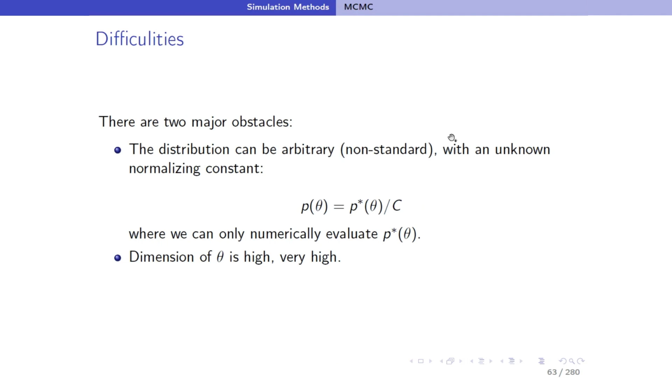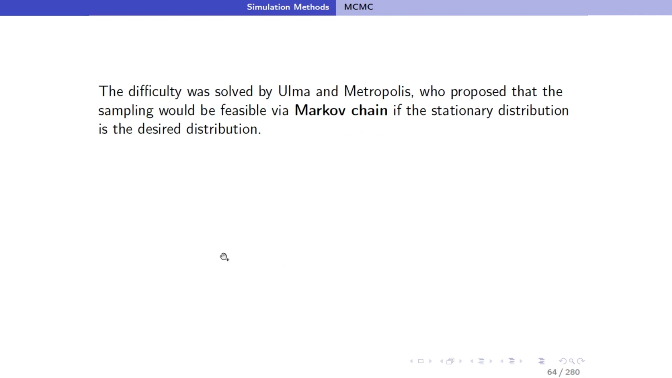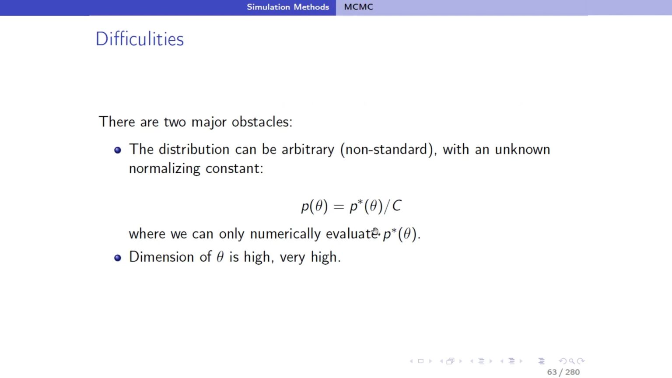Of course, there are two major obstacles. One is the normalizing constant. A distribution is proportional to some kernel over a numerical constant. For a normal distribution, we know what the normalizing constant needs to be, but for an arbitrary distribution, it's unclear. The second is that the theta dimension is high. It's actually very, very high.